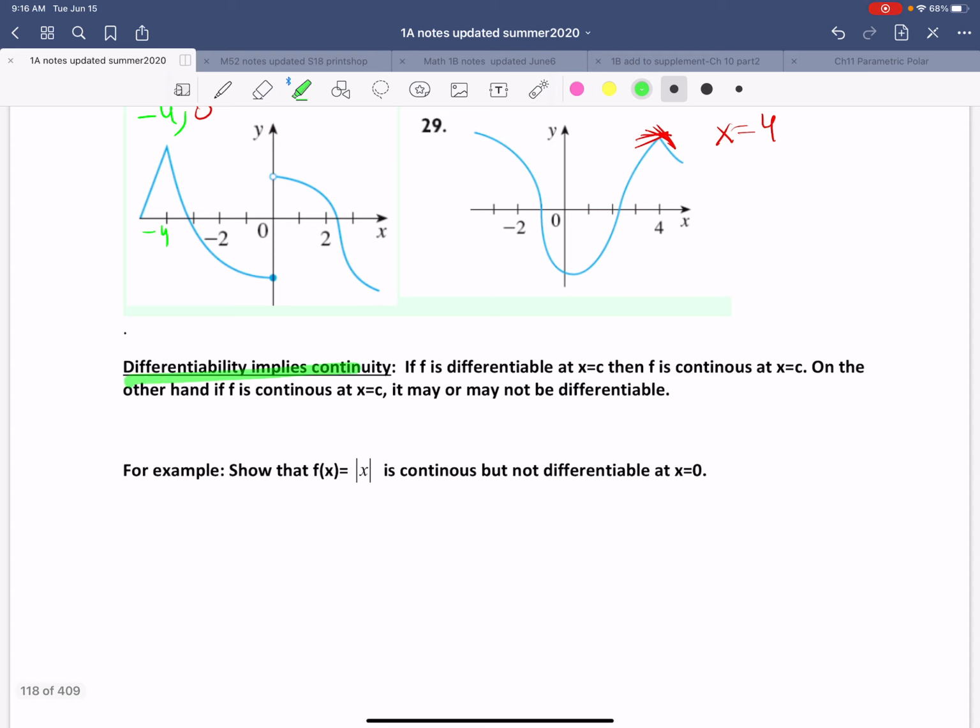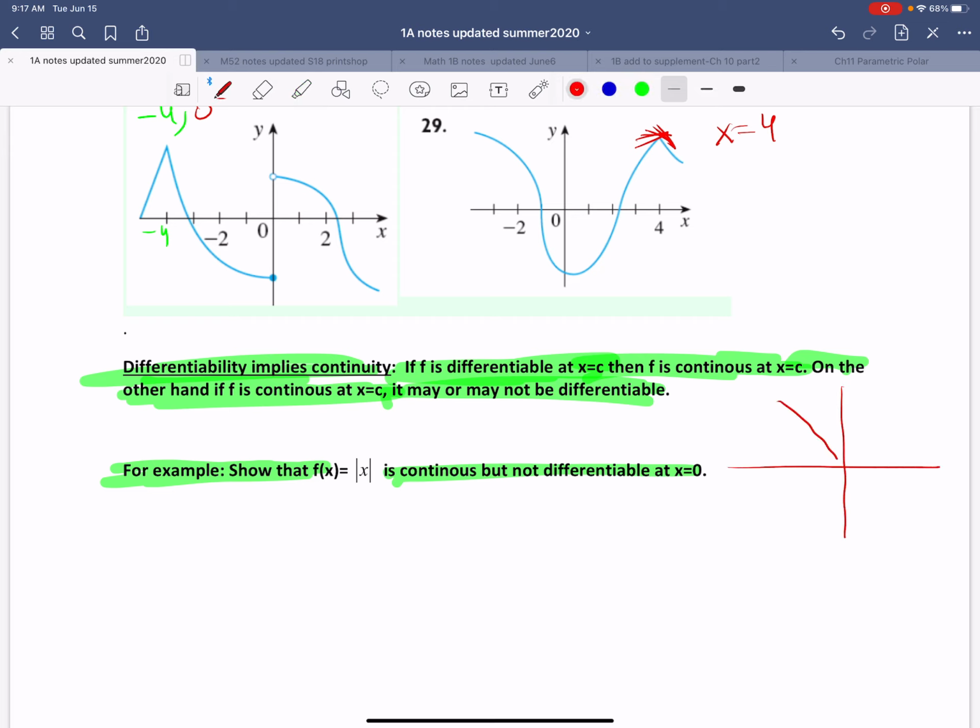Differentiability implies continuity. That means if a function is differentiable at x equals c, then f is always continuous at x equals c. On the other hand, if f is continuous at x equals c, it may or may not be differentiable. Here we're going to look at an example. F of x equals the absolute value of x. It is continuous, so we're going to show that it's continuous, but it's not differentiable at x equals 0. Let's look at it graphically. We know the graph of the absolute value of x. It looks something like this. We can see that this is continuous. We can draw the graph without picking up our pencil.